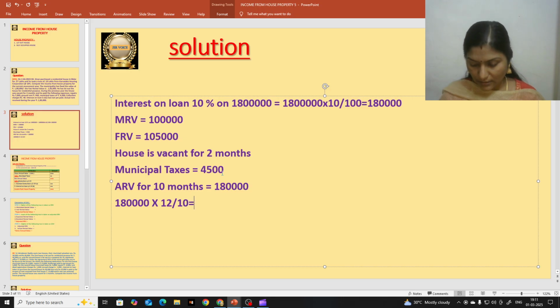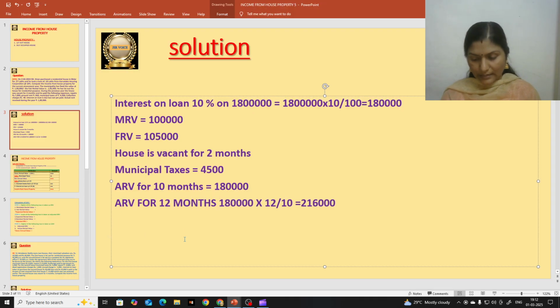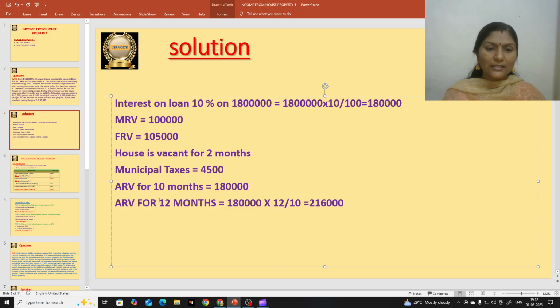Let me check it. Okay, students, degree students can use calculators. You can carry a calculator to the examination centers. So 1,80,000 into 12 divided by 10. We will get 2,16,000, students. Okay, so 2,16,000 is what? ARV for how many months? It is for 12 months. ARV for 12 months. Okay, so that is how much here? ARV for 12 months, that is 2,16,000.